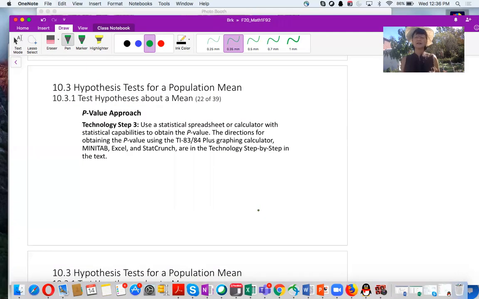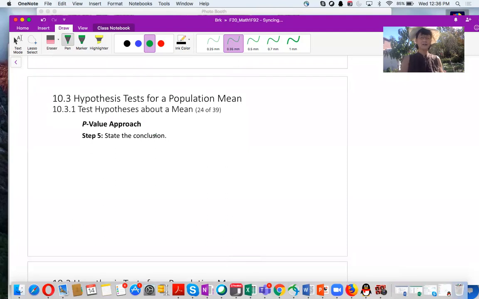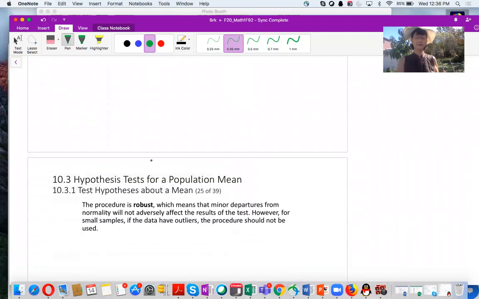Sometimes technology can also help you find the p-value. I will show you how to use Excel to find the p-value later. Once you get the p-value, you compare the p-value with alpha. When the p-value is smaller than alpha, you reject H0. And when the p-value is greater than alpha, you do not reject H0, or you fail to reject H0. Step 5 is the conclusion.